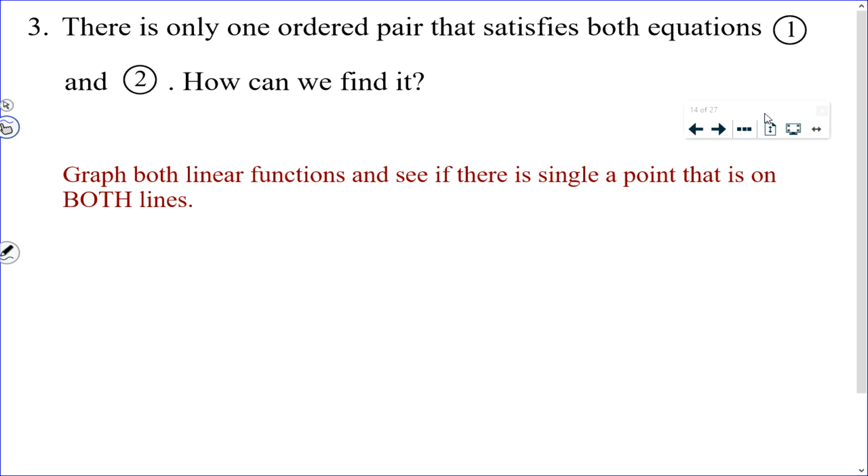If you were to graph equation 1, you'd get a straight line. We know that from the previous unit. If you were to graph equation 2, you'd get a straight line. Every point on line 1 is a solution to equation 1. Every point on line 2 is a solution to equation 2. So the only way you can get a solution to both equations is if it's a point that's common to both lines. And that means it's wherever both lines intersect.